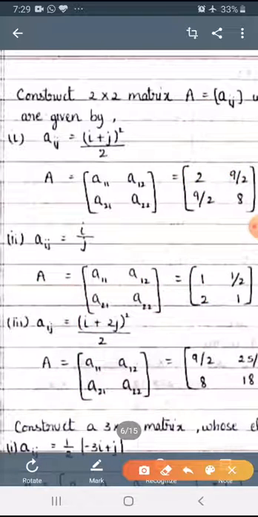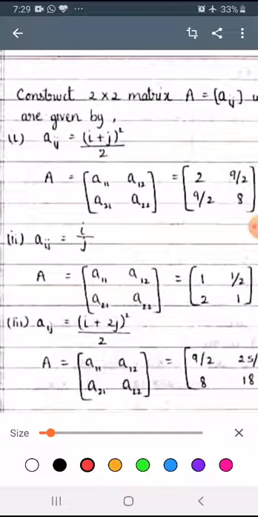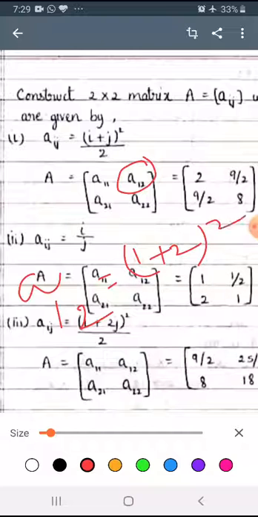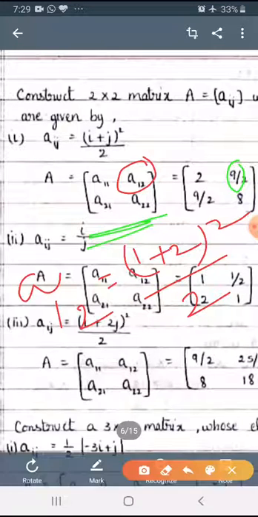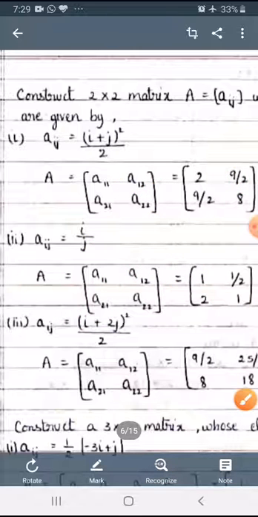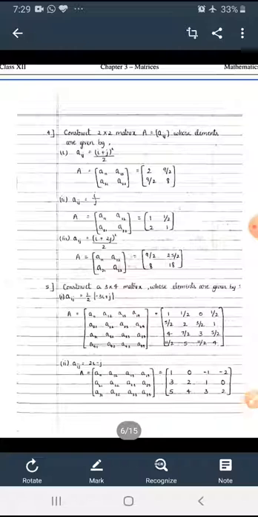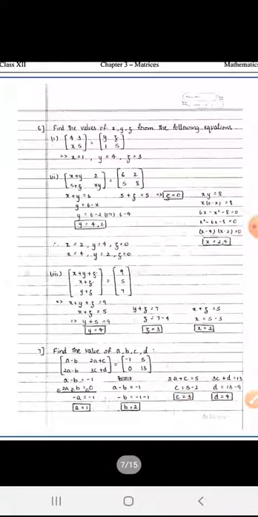Okay, now we'll see A12. So 12 means first row second column. Now I'm writing here 1 plus 2 whole square by 2. So 1 plus 2 means 3, square is 9, so it is 9 by 2. So remaining we have to find A21, A22. It is easy, the remaining all are the same. So this is the constructing of a matrix of 3 by 4. It is also easy only. You can try it.